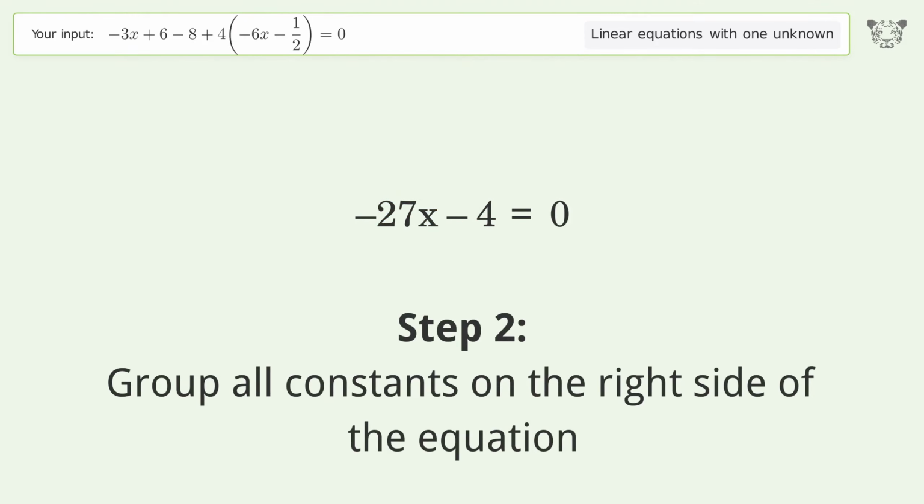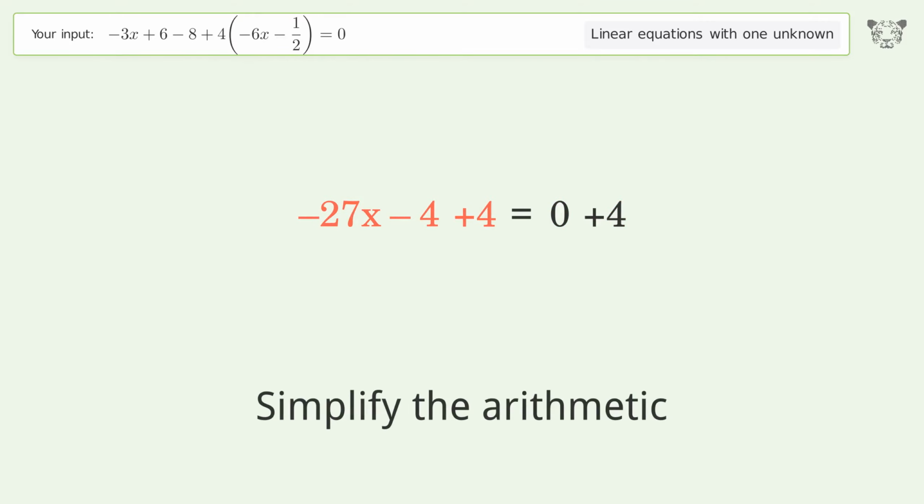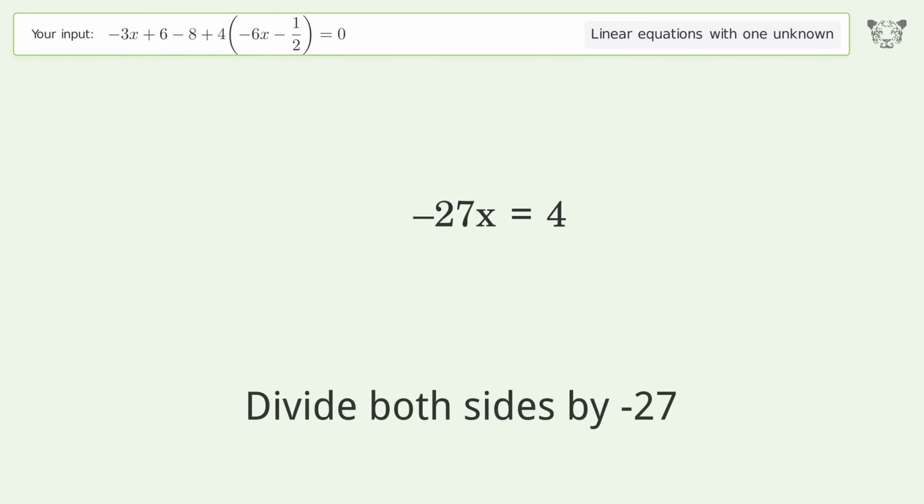Group all constants on the right side of the equation. Add 4 to both sides. Simplify the arithmetic. Isolate the x. Divide both sides by -27.